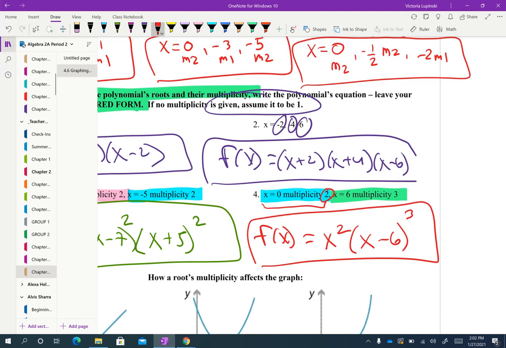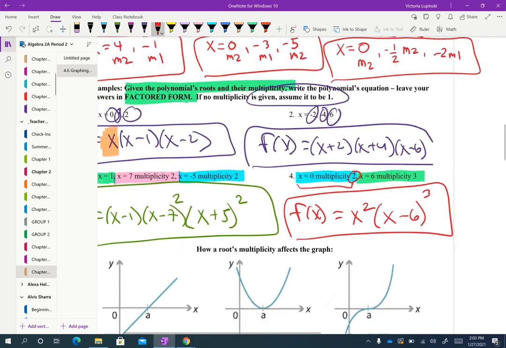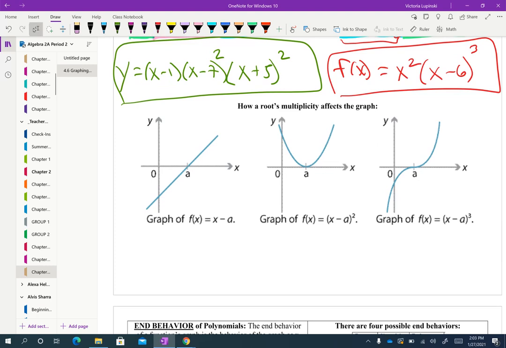So just take a second and digest everything we've done so far. We reminded ourselves how to solve for the roots. We learned about how you identify multiplicity. And then given a multiplicity and a root, we were able to write the equation. So now the most important thing is, how does multiplicity affect the graph? You've actually seen this before, but you never quite drilled down and really defined it. So let's go ahead and do that now.